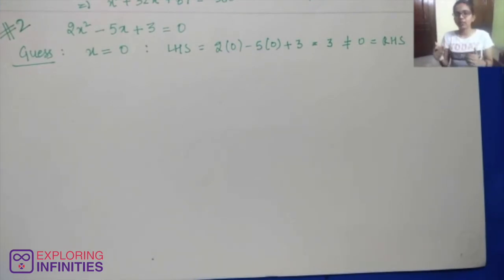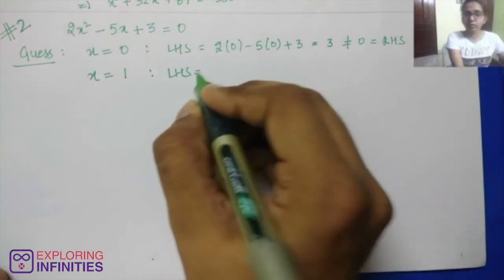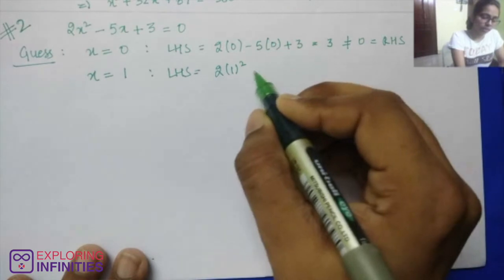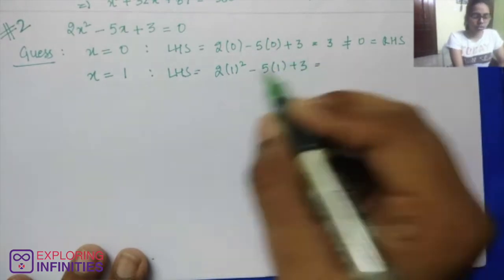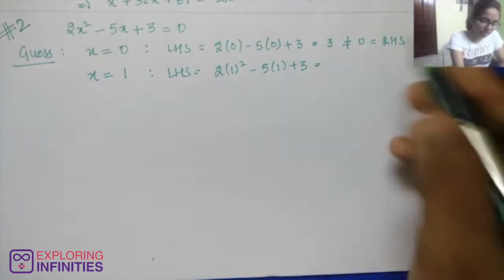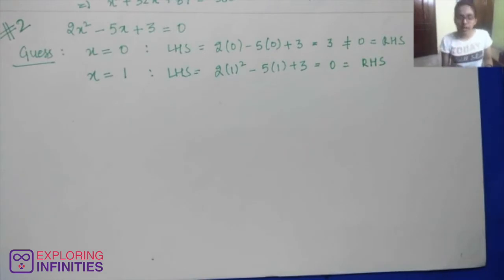So the next number is x equal to 1. Let's try that. If I put it into my LHS, I have 2 times 1 square minus 5 times 1 plus 3. So it is basically 2 into 1 minus 5, that's minus 3, plus 3. So I have 0, which is exactly my RHS. So it means that x equal to 1 is actually satisfying my quadratic equation. So we say that 1 is a root of this particular quadratic equation.